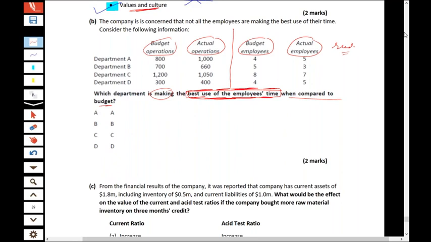Can you analyze this data and give me your answer, which department is performing well? Can you just analyze this data, students?